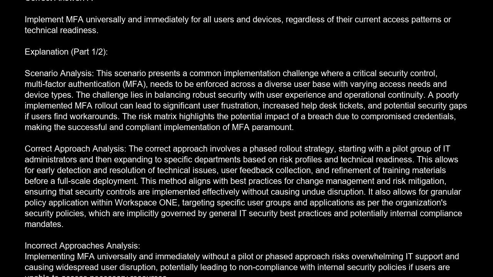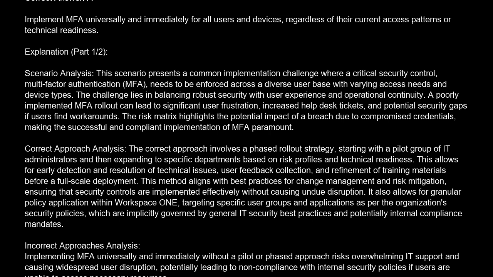be enforced across a diverse user base with varying access needs and device types. The challenge lies in balancing robust security with user experience and operational continuity. A poorly implemented MFA rollout can lead to significant user frustration, increased help desk tickets, and potential security gaps if users find workarounds. The risk matrix highlights the potential impact of a breach due to compromised credentials, making the successful and compliant implementation of MFA paramount.